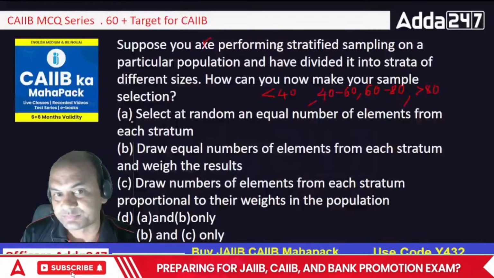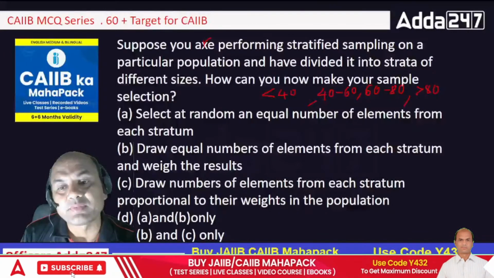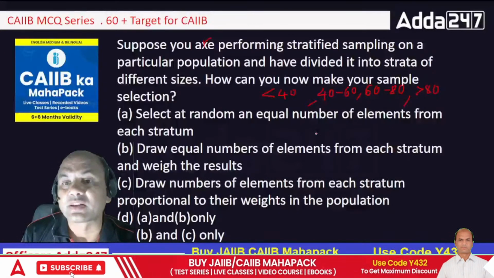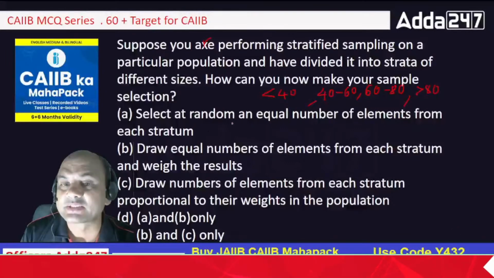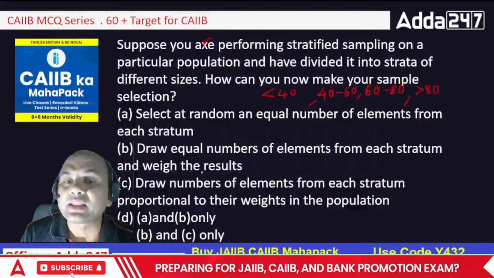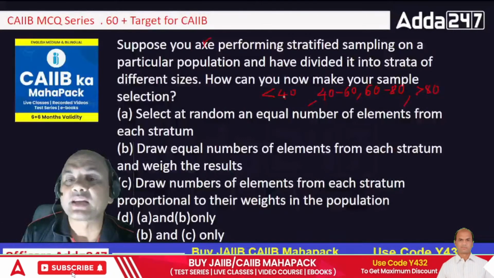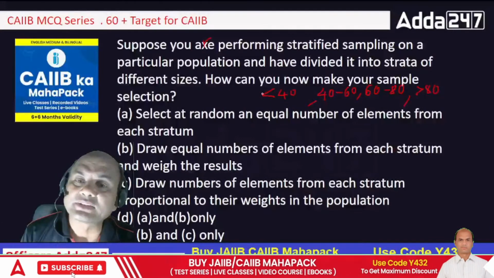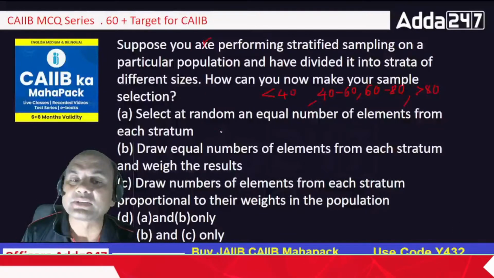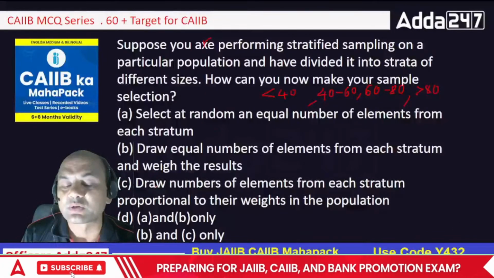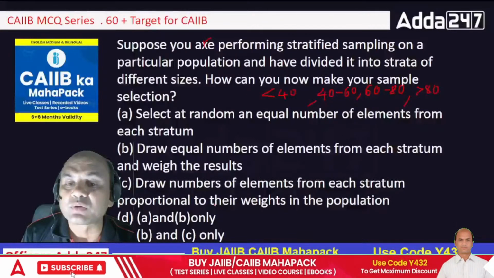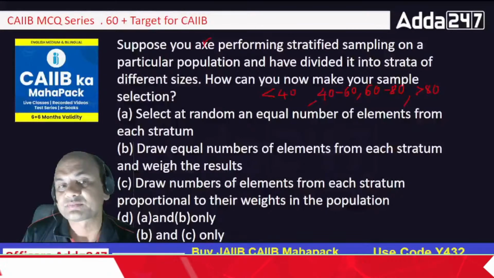So A is out. Draw an equal number of elements from each stratum. See here, equal number of elements from each stratum. This is simple. Same thing, and weigh the results. Weighing the results is important. How much is the result? And then once I know the result, the strength of this, I'll be applying it to C. Draw a number of elements from each stratum proportional to the weights in the population. So proportional to the weights.